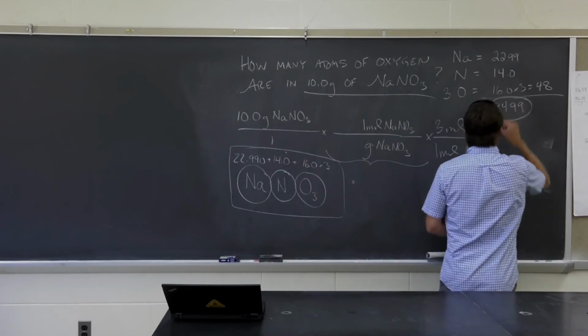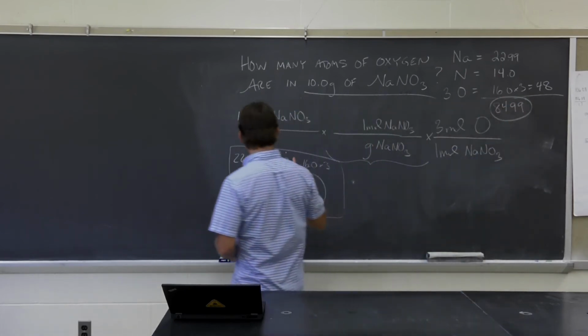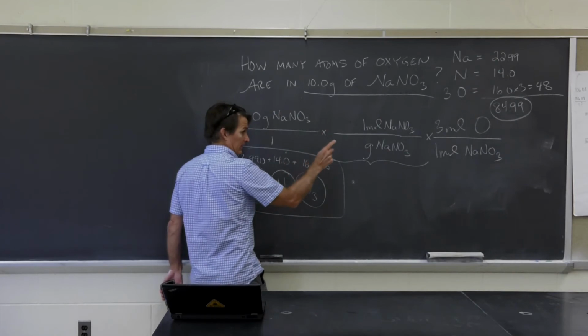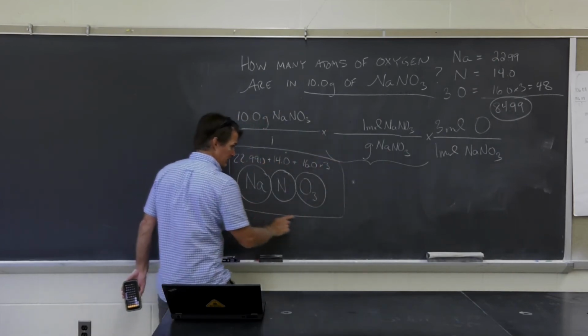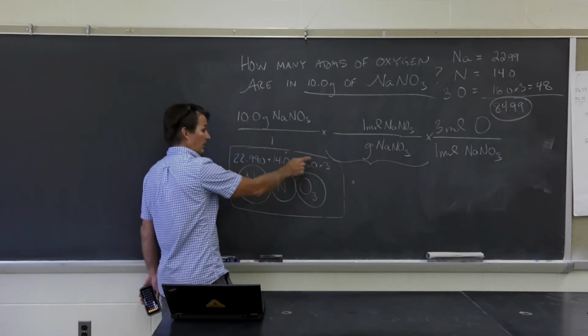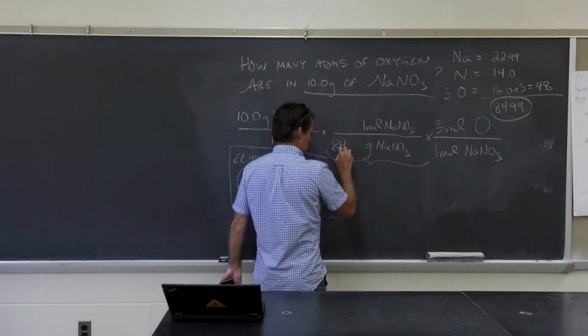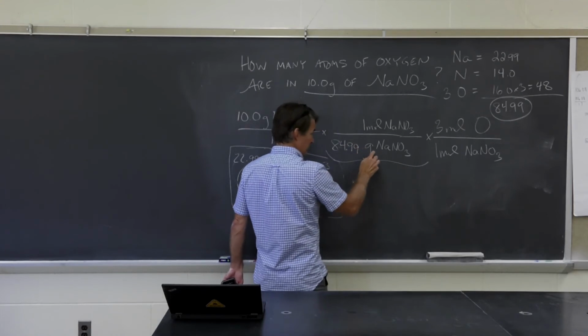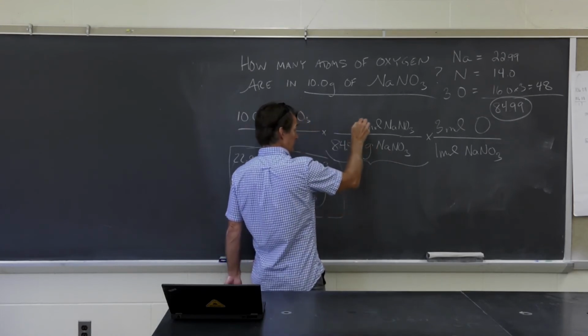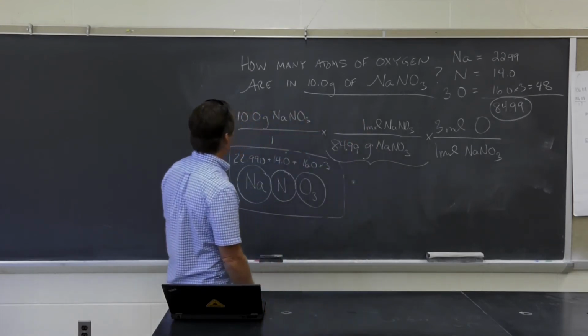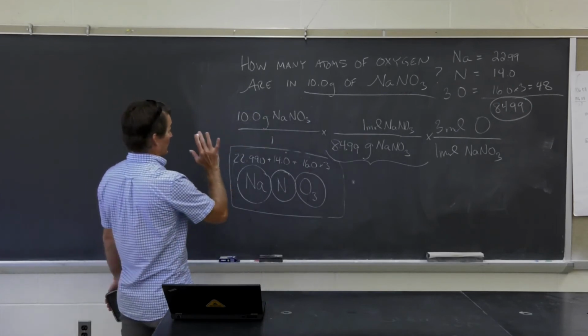What is that? What is that 84.99? That 84.99 tells me how many grams of this full thing are in a mole of this full thing. So I'm going to write that in here. 84.99 grams of sodium nitrate for every 1 mole of sodium nitrate. And I think I've done it. I'm going to go back and just check.